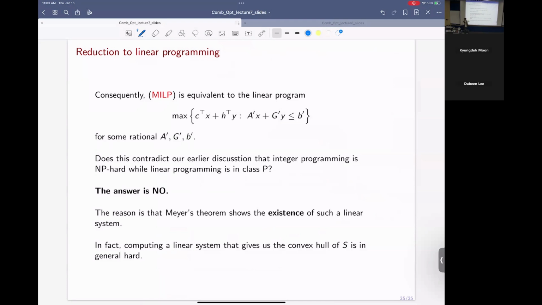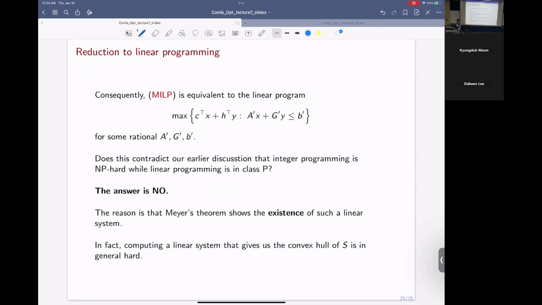So Meyer's theorem is not constructive. It's not algorithmic. It only talks about the existence of an equivalent system, A prime, x less than or equal to b prime. It doesn't compute this equivalent system for you. In fact, finding such a system takes exponential time. And the number of inequalities to write down can be exponentially many. Even writing down this system can be exponential. So the answer is no. Still, there's a complexity gap.